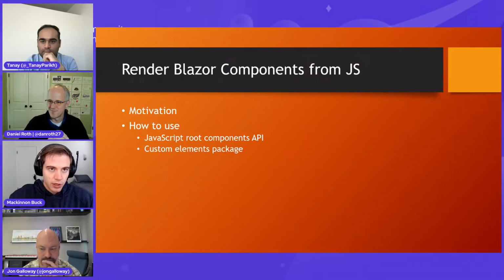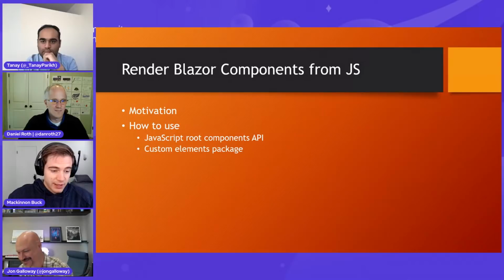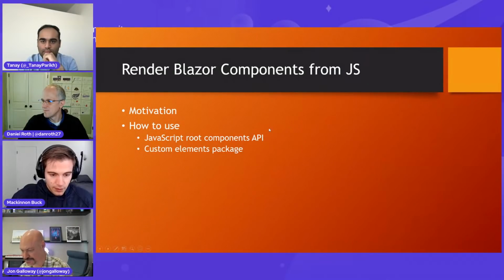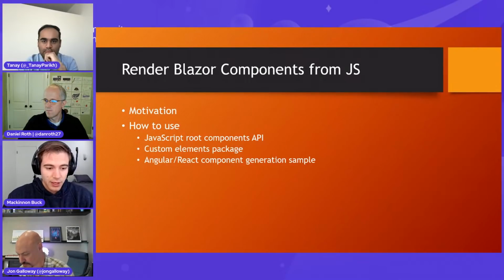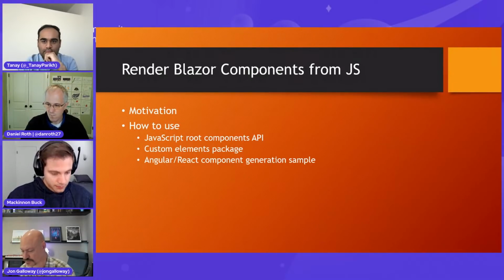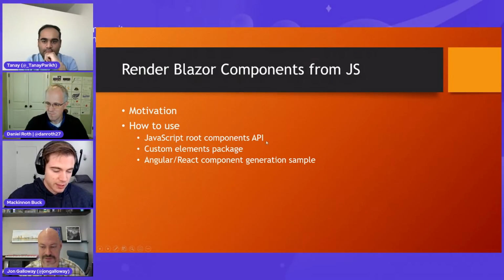And for that reason, we created a Blazor custom elements package. So it basically lets you turn a Blazor component into a custom HTML element. That way, the lifecycle of the Blazor component is tied to the lifecycle of the element's existence in the DOM, and the way you pass parameters to the component is just through the HTML element's attributes. And finally, the highest level of all of this is we've created a sample that shows how you can actually generate Angular and React components that wrap Blazor components. And this is something that I'll also be demoing today. So let's jump into it and show first how the JavaScript root components API works.